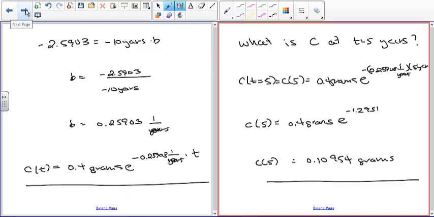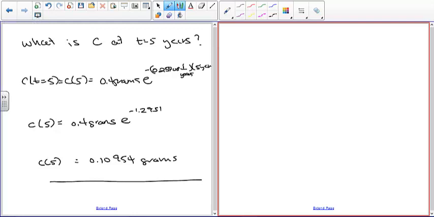Okay, now sometimes with radioactive decay, you're given what's called a half-life. And a half-life is the time where, let's say, C of t equals 0.5 times the initial amount. So that's why it's called half-life. It's because it has half the amount that you originally started with.